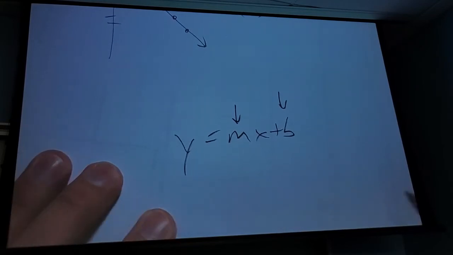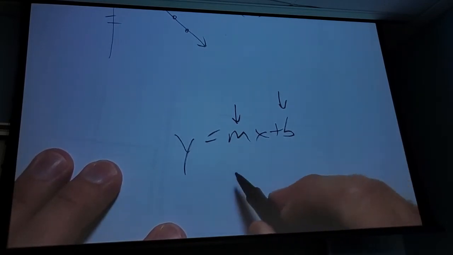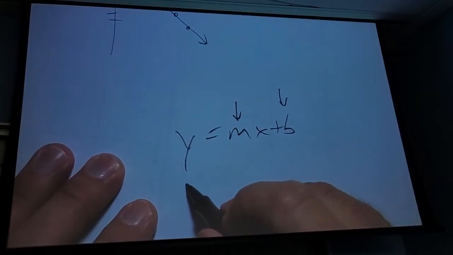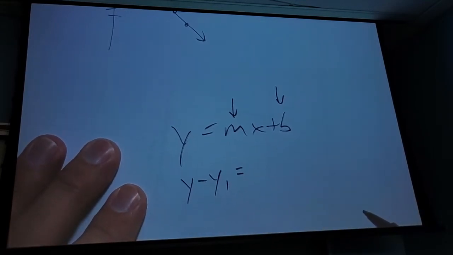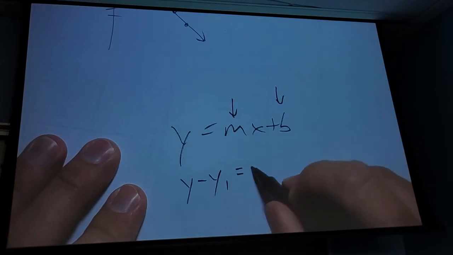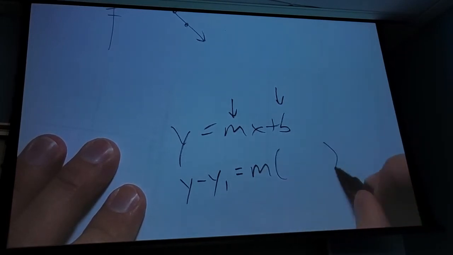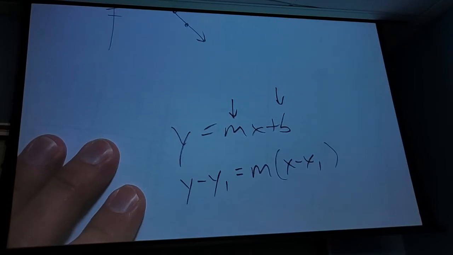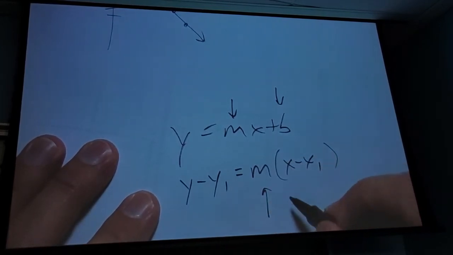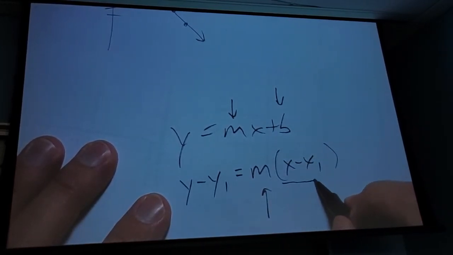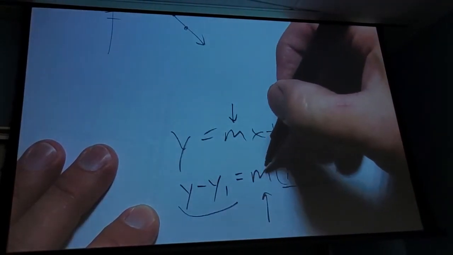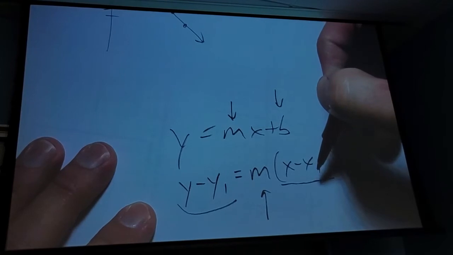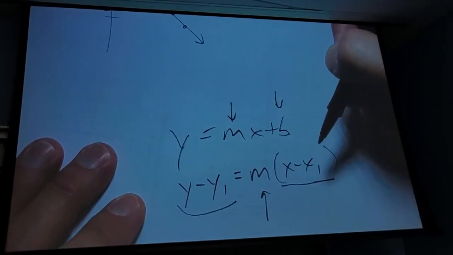Does anyone know the other equation of a line? I'll get it started. M times. Yeah, cool. And look at why this makes sense. What is the slope? It's when x changes by so much, y changes. So the change in y is the slope times the change in x. It's all that says. And that's really what the slope means.